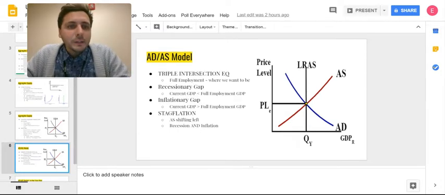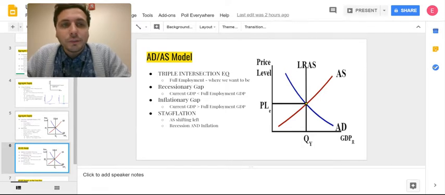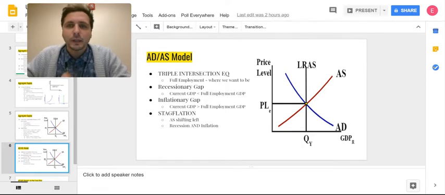Now, the AD-AS model. Do you understand how to shift these and show gaps? That's the important thing here.